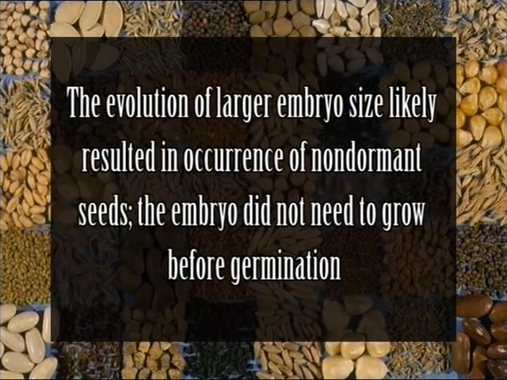Based on this, it has been proposed that morphological dormancy is the ancestral dormancy type amongst the gymnosperms and angiosperms, and the evolution of larger embryo size likely resulted in the occurrence of non-dormant seeds because the embryo did not need to grow before germination. It is therefore thought that increased relative embryo size is one of the main determinants or requirements for the evolution of other classes of seed dormancy.